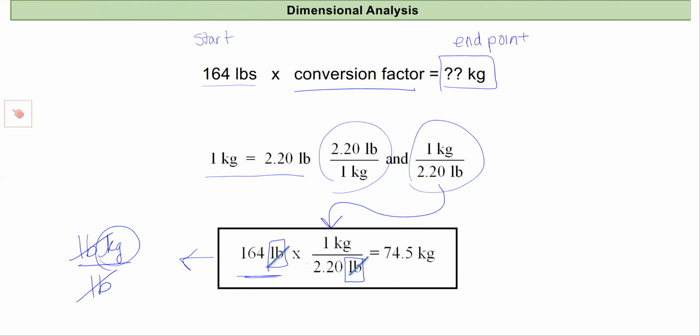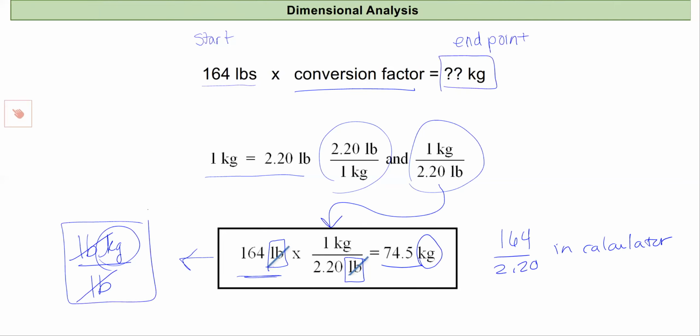I'll carry out this calculation in my calculator by dividing 164 by 2.20. And that gives me the number 74.5. And then I'll use the units of kilograms that are the result of multiplying and dividing out all the units in this equation.